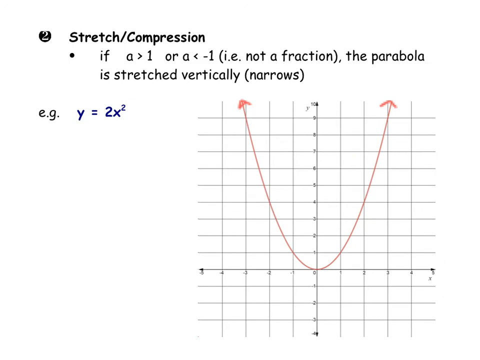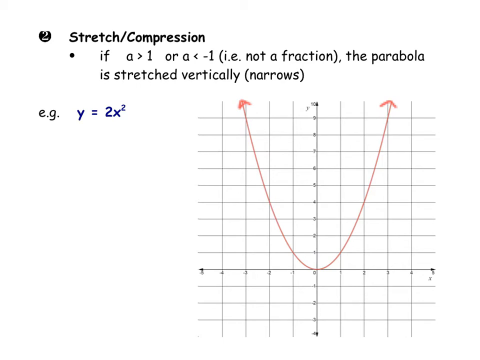So the next type of transformation that I want to talk about is a stretch or a compression. So a vertical stretch will typically make the graph narrower, and a compression will actually make the graph wider, which seems counterintuitive, but if we're talking about a vertical compression, then we're just squashing it down in the vertical direction, and so that will make the graph appear wider.